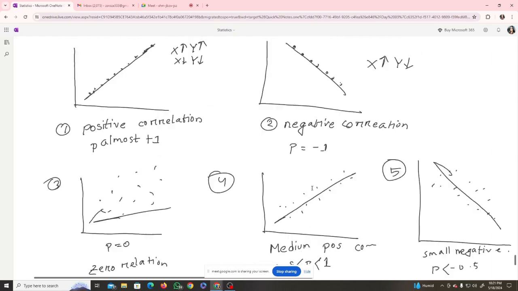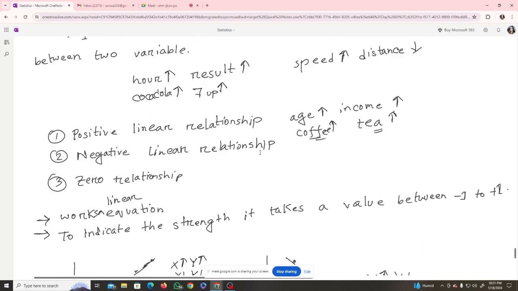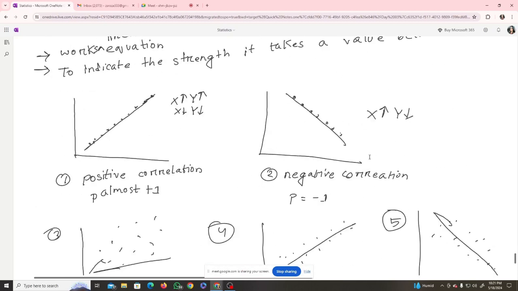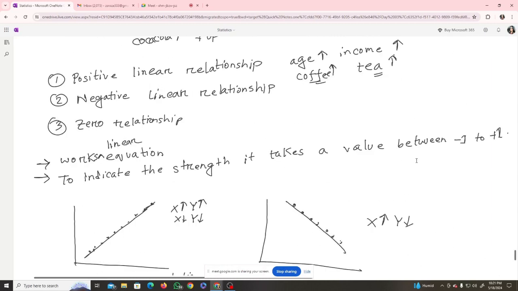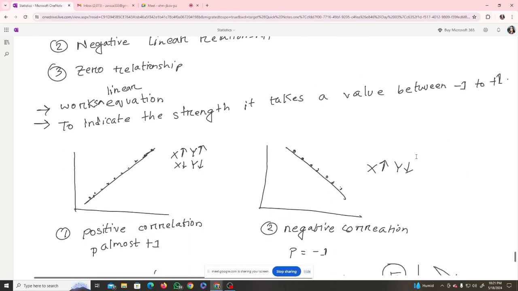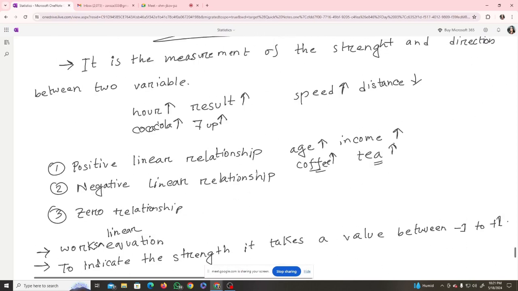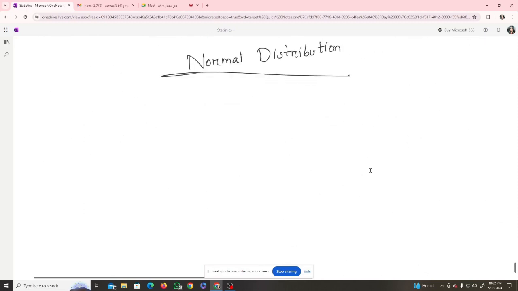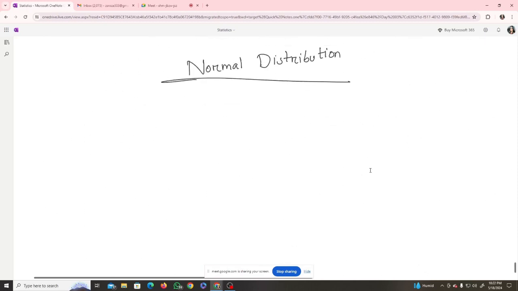One thing that I forgot to tell you is why Pearson correlation coefficient is so important. Suppose in one of your machine learning problems you are solving with linear regression, and you don't know the relationship between two variables. You may predict a totally wrong value. So to avoid these cases, it is very important to know the relationship between the variables you are working with. All right, so normal distribution.